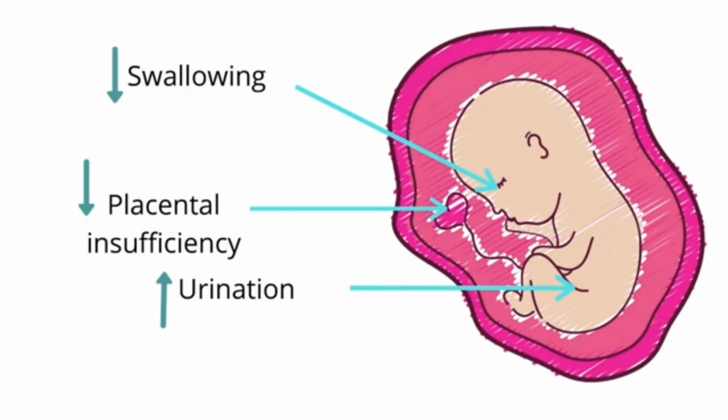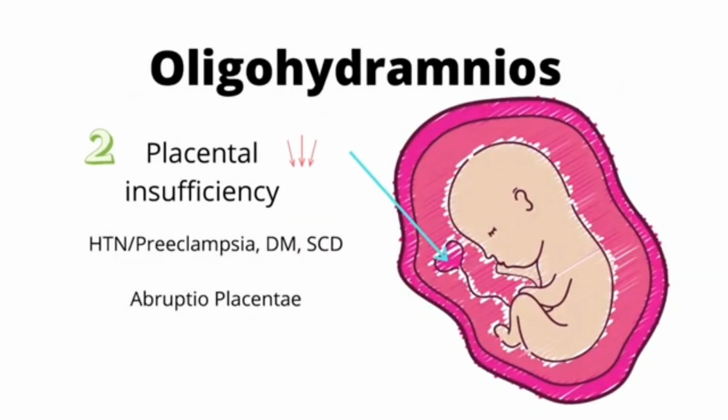Now that we understand those basic concepts, let's look at oligohydramnios. So using the amniotic fluid index, oligohydramnios is defined as a state where there is less than 5 of amniotic fluid. So there is less amniotic fluid than what is normal. A contributor to the development of oligohydramnios is placental insufficiency. This occurs in any state that affects the integrity of the placenta. This includes hypertension or preeclampsia, diabetes mellitus, and sickle cell disease in the mother, and of course, abruptio placentae. So remember, placental insufficiency causes a decrease of amniotic fluid.